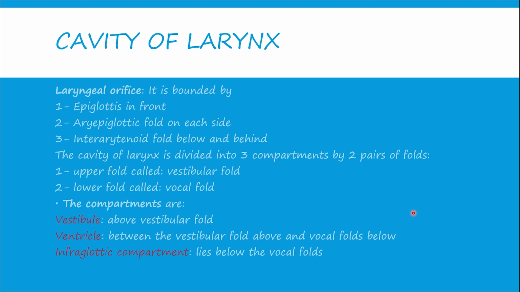There is also a cavity for the larynx. The laryngeal orifice is bounded by the epiglottis in front, the aryepiglottic fold on each side, and the interarytenoid fold below and behind. It is divided into three compartments by two pairs of folds, the upper fold called the vestibular fold and the lower fold called the vocal fold. The compartments are the vestibule above the vestibular fold, the ventricle between the vestibular fold above and vocal folds below, and the infraglottic compartment which lies below the vocal folds.